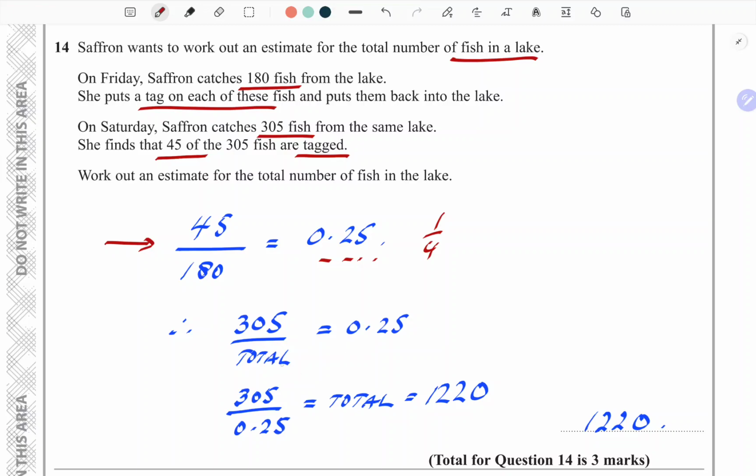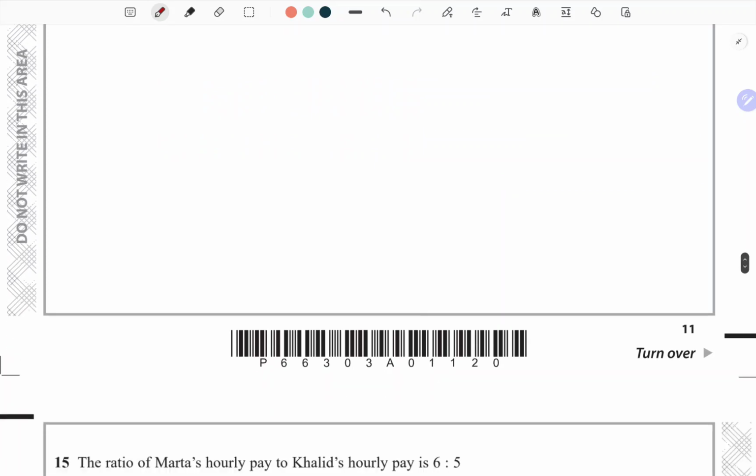And if you just rearrange that, move the total across to the other side as a multiplier, move the 0.25 to the left-hand side as a denominator, you end up with 305 divided by 0.25 equals 1220. So that's the total population of the fish. Hopefully that's clear.